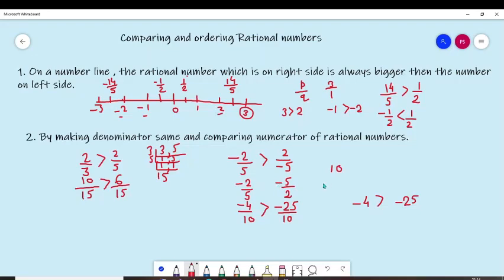Right? So this was a very easy method by which we can compare rational numbers. When we can compare, we can also put them into order, right? That becomes very easy for us, but I can make a separate video for putting the rational numbers in order also.